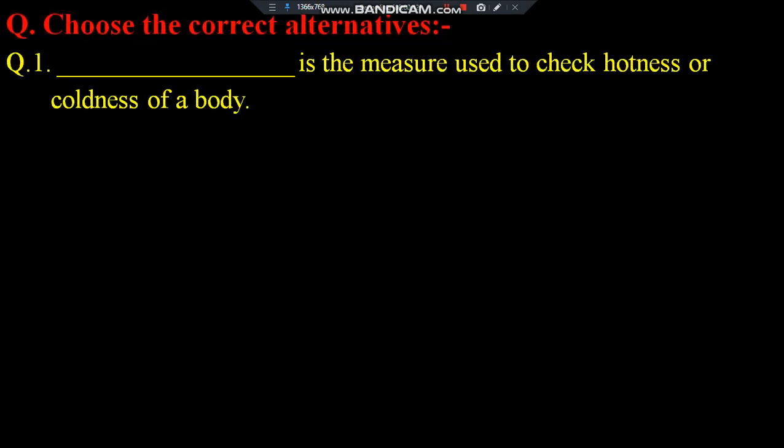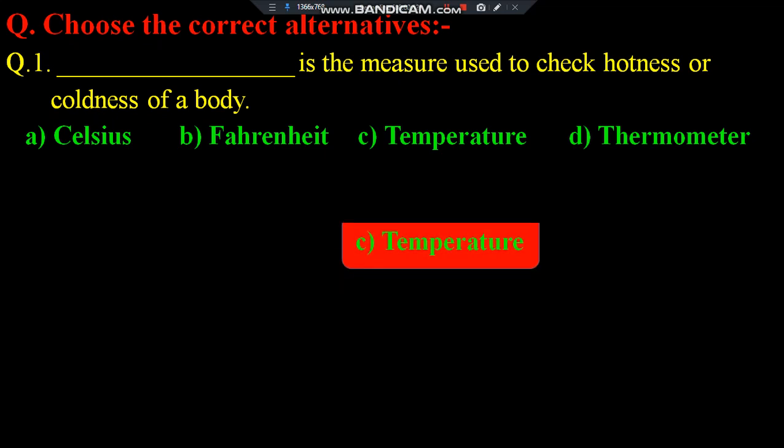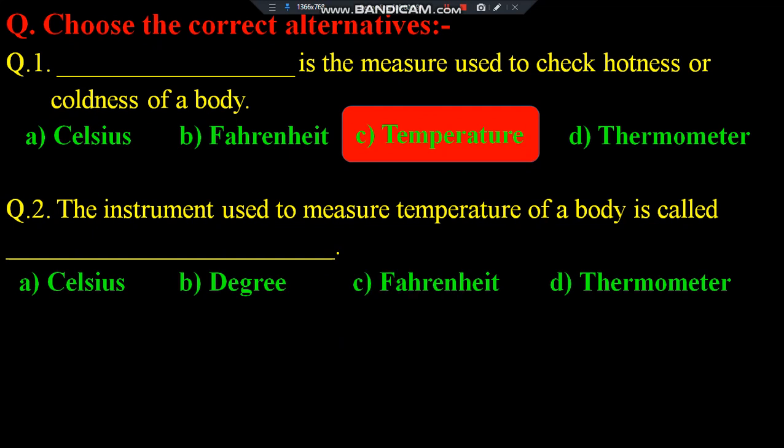Temperature is a measure used to check hotness or coldness of a body. Hot or cold of a body is a measure of what? Temperature. Correct. Then the instrument used to measure temperature of a body is called, the instrument by which we measure temperature.